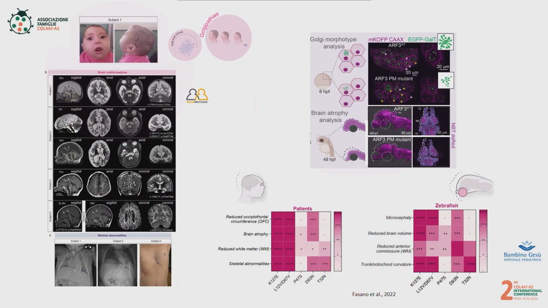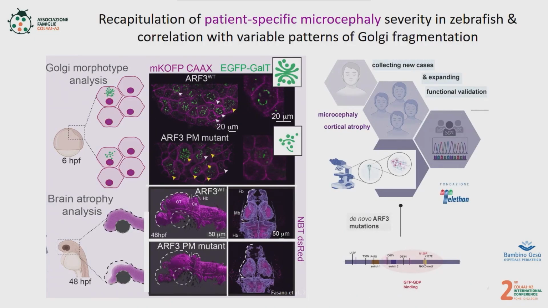In this heat map, you can see that we tested different mutants. These are all dominant mutations, and we generated this model. You can see that there is a fair recapitulation of all the clinical features between the zebrafish and the patient. And of course, what we are doing now, once the disease was classified and published, is enlarging our study cohort and trying to understand whether we can really assign a Golgi alteration morphotype to the type of phenotype manifestation that we see in the patient.